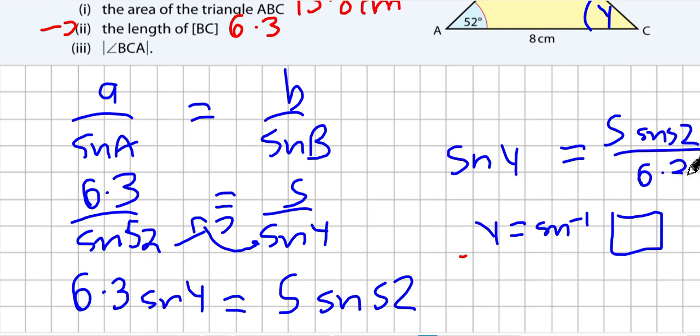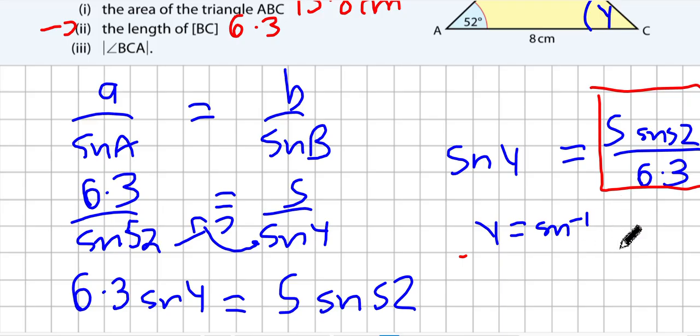Now, whatever's in that red box, put it into your calculator and give it to me to about 2 decimal places if you can. 0.62. And then sine inverse that to get your angle. 63 to round up. We rounded up to 0.63. Oh, sorry, that's a Y. Poorly drawn Y.